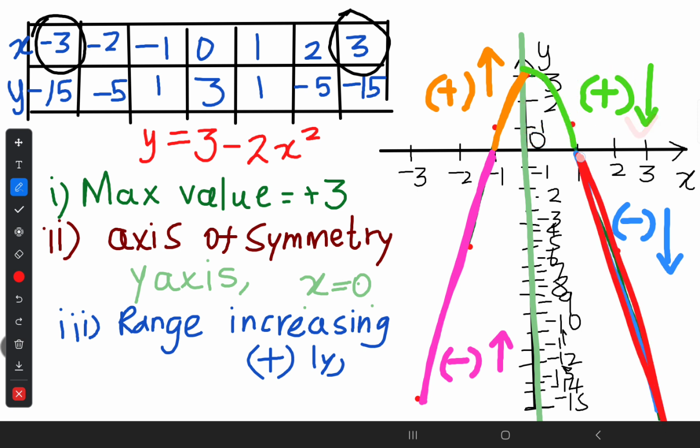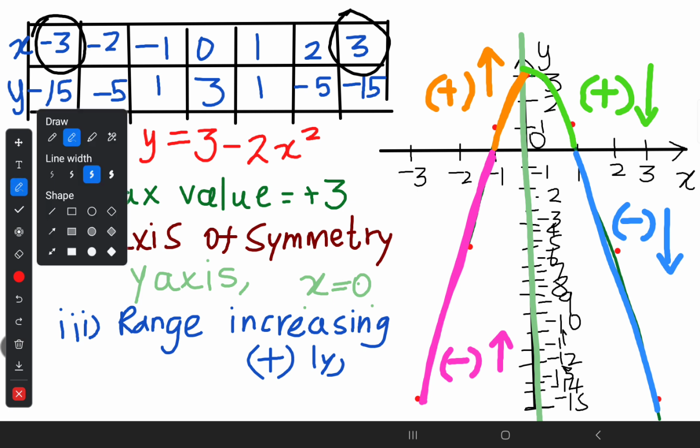Here also the values are negative. All the y values are negative. Those are decreasing. This is the way you should analyze your graph. These are the 4 important regions in your graph.